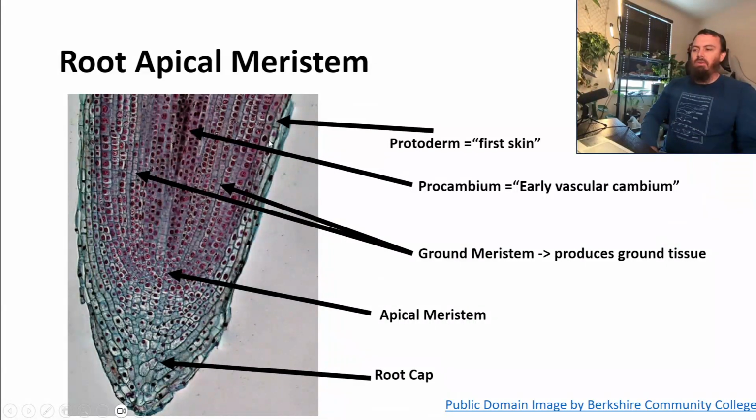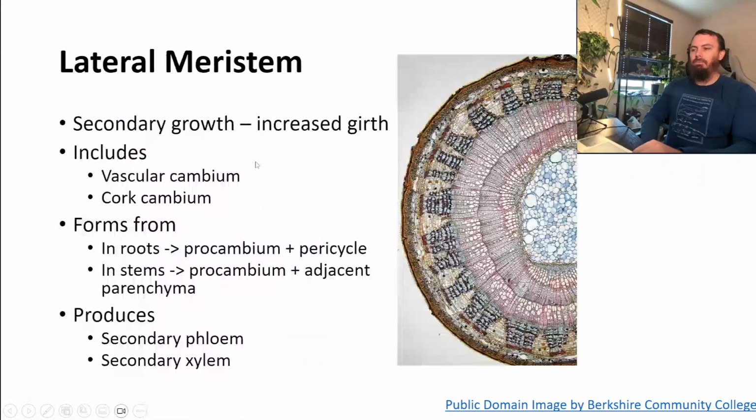This should be fairly easy to remember. Protoderm, skin, the outside. Vascular tissue on the inside, the straw being protected to funnel nutrients. And the ground meristem filling in the gaps. So that's the primary meristems.